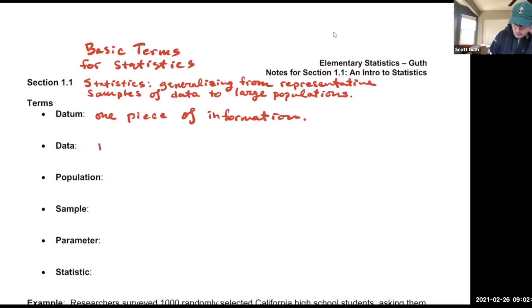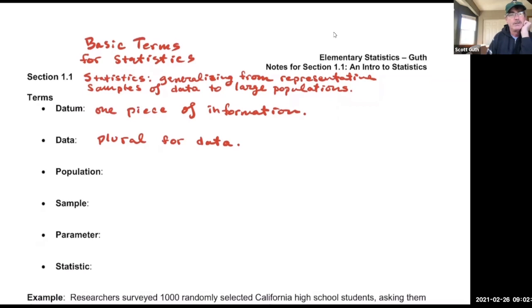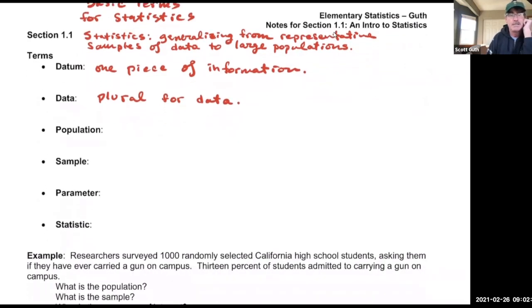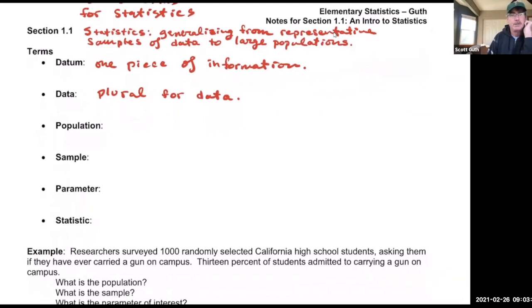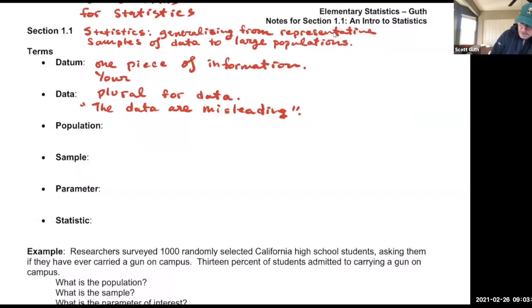But data, of course, is plural for datum. And so statistics nerds really want you to say the data are as follows, not the data is. And that's what I'll do because I'm a statistics nerd. Okay. So, you would say the data are misleading. Oops, except I can't spell it.